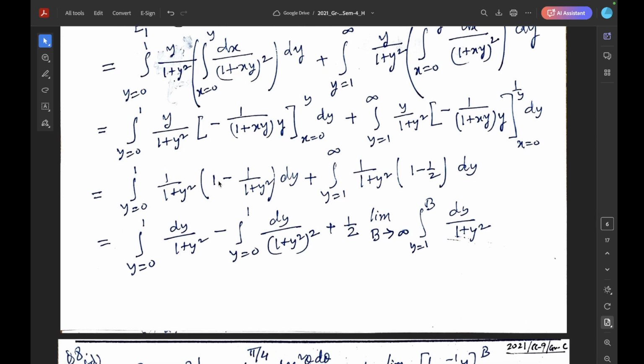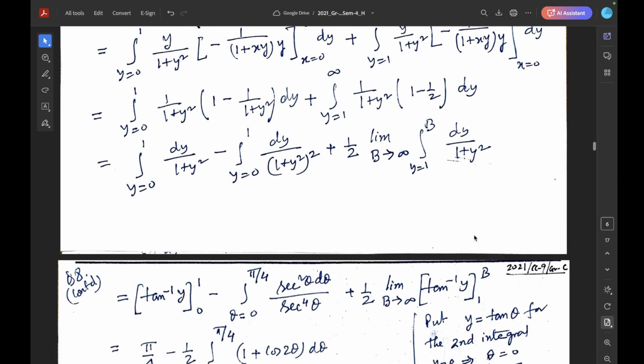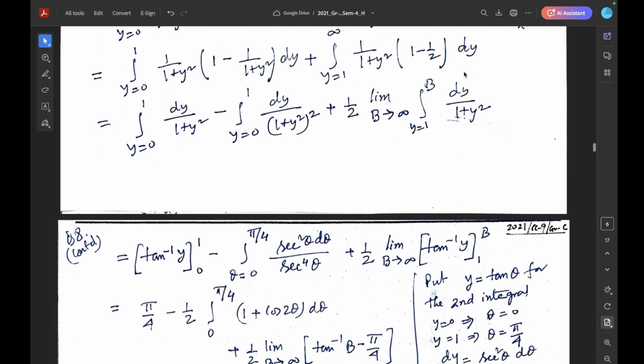So from this we get integration 0 to 1 of dy by (1 plus y square), and integration 0 to 1 of dy by (1 plus y square) whole square, plus this half common, limit b tends to infinity, y equal to 1 to b, dy divided by (1 plus y square). Now for this first integral, we get tan inverse y, limit 0 to 1.